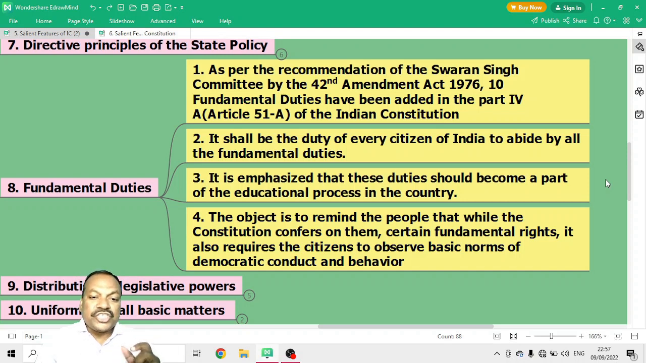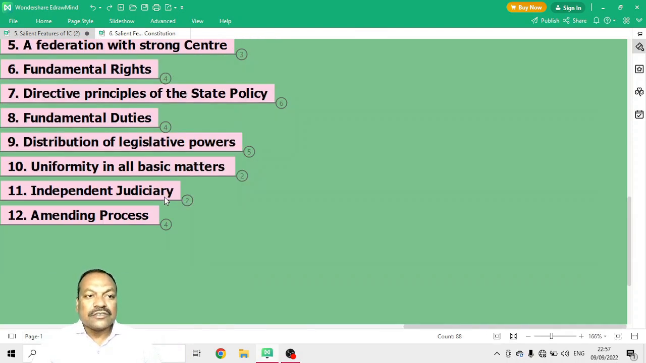Now, the object behind this criteria is to remind the people that while the Constitution confers on them certain fundamental rights, it also requires that the citizen observe the basic norms of democratic conduct and behavior as their duty. So, as we are having the fundamental rights, fundamental duties are also that much necessary for each and every individual.